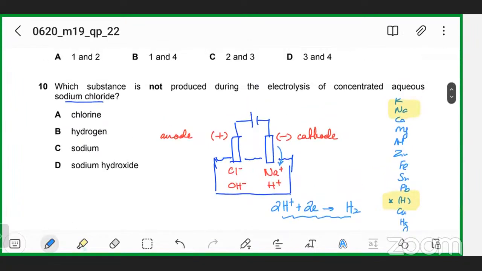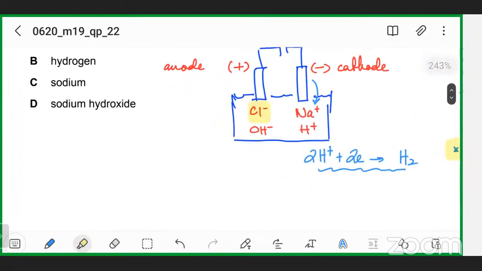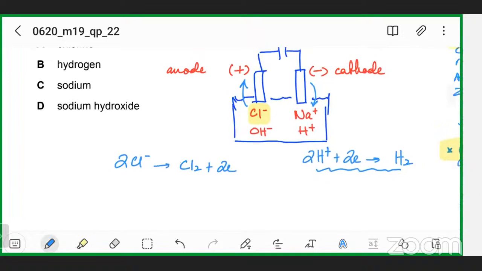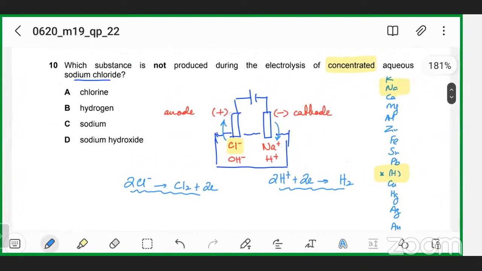And we studied earlier for concentrated solutions, on the other side, whenever Cl ions are concentrated, you always select Cl minus 1. They're always going to be preferentially discharged. Cl minus 1 ions at the positive electrode give electrons to the battery. So 2Cl minus 1 would lose electrons and form Cl2. So which substance is not produced during the electrolysis? Sodium. Okay, sodium is not produced. So just give me one second.